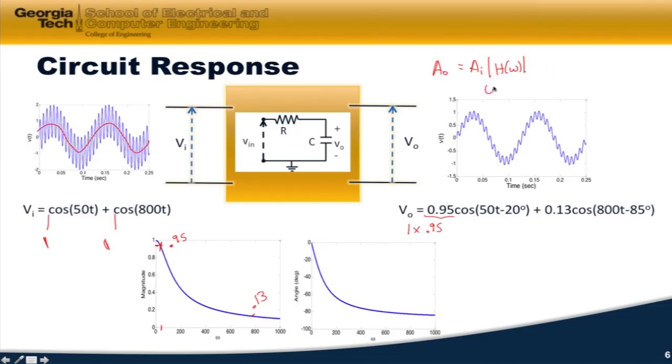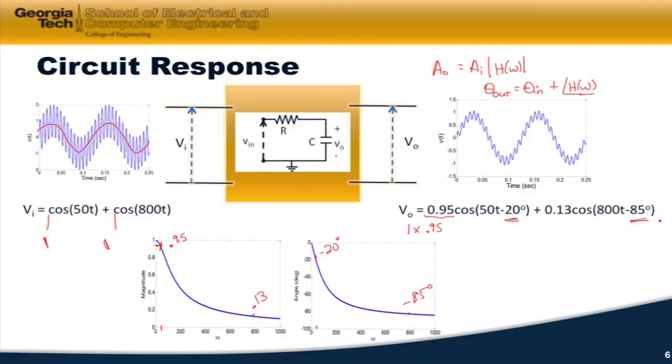And the other thing is the output angle is equal to the input angle plus the angle of H at that frequency. Well, in these cases, I have no angle, so the input angle is 0. So looking at the plot, trying to figure out what these angles are, at 50, that's about minus 20 degrees. So that's where I get the minus 20 degrees in there. And at 800, that's at about minus 85 degrees. So that's where I get minus 85 degrees. So the transfer function tells us what the output amplitude is and what the output phase is.